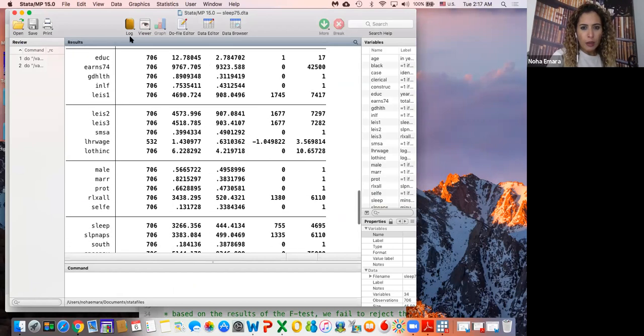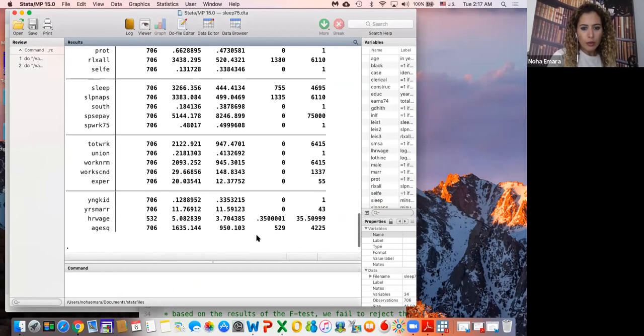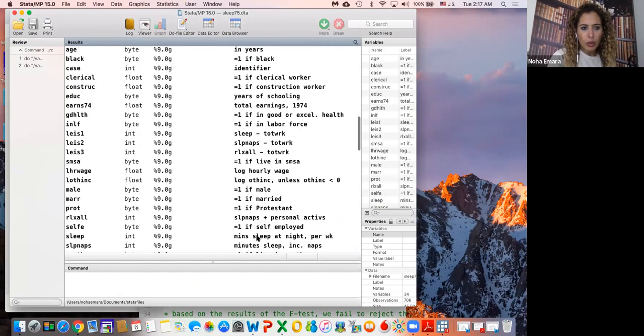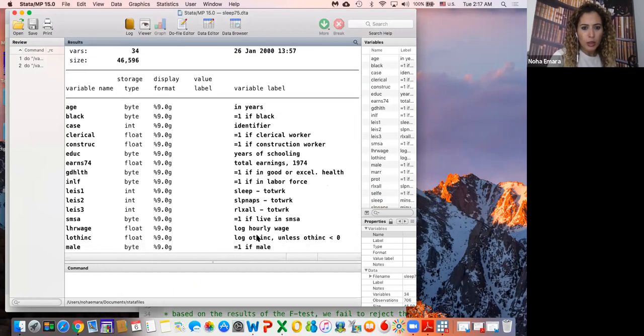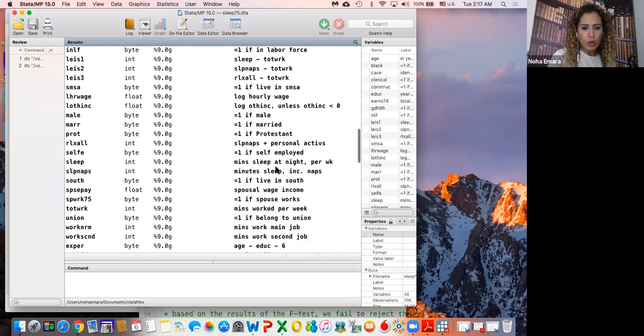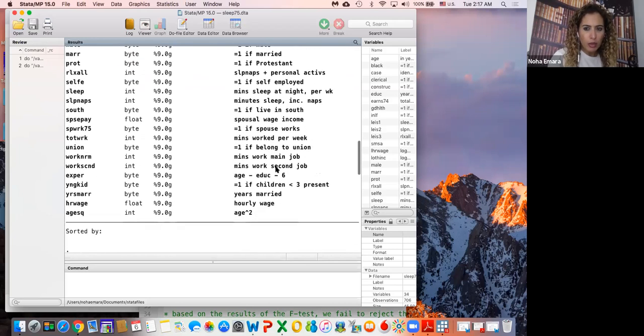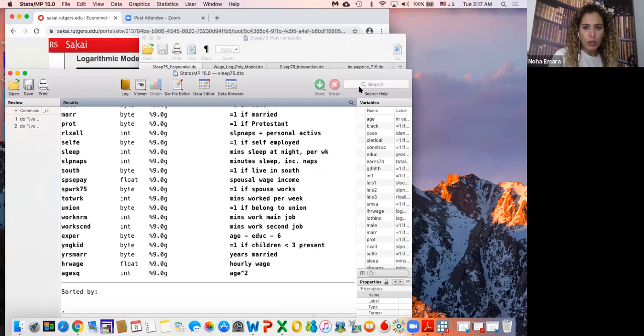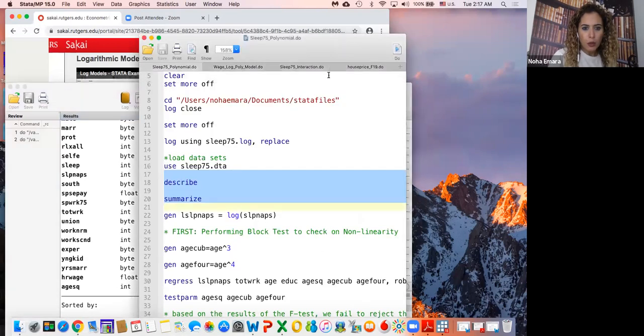Then we have the, where is it? Okay, the description is right here. So you have this label. The age is in years, 1 if black, clerical if clerical worker, construction worker. So you have everything right here. We're not going to use all these X's or all these variables. We're going to just focus on a very small model for today's discussion.